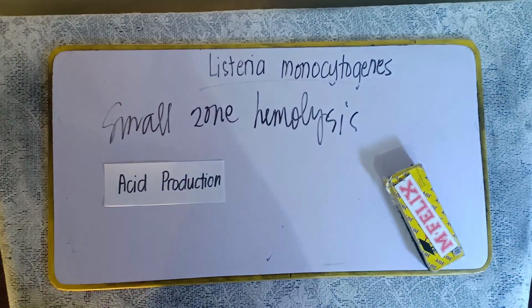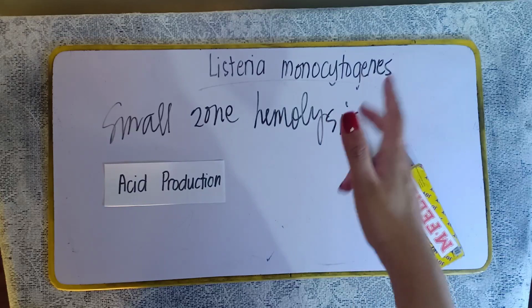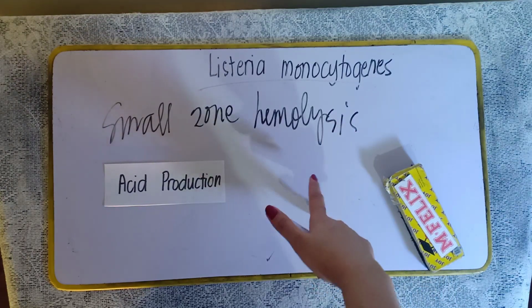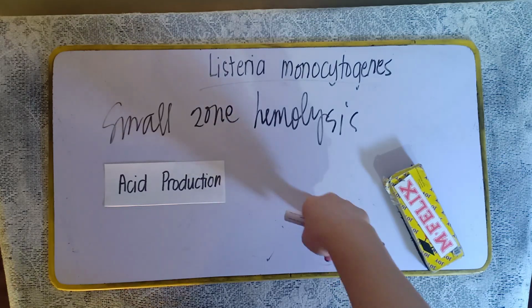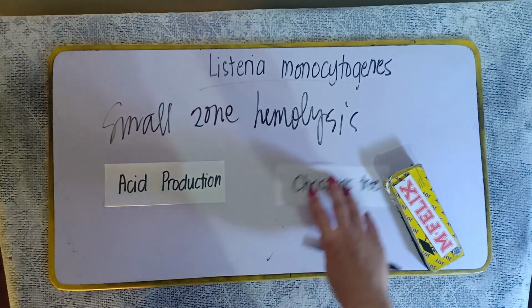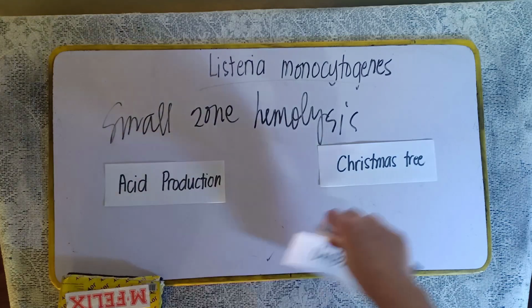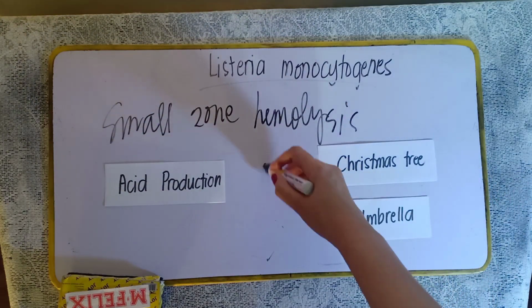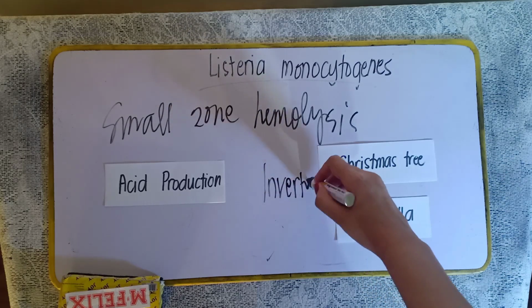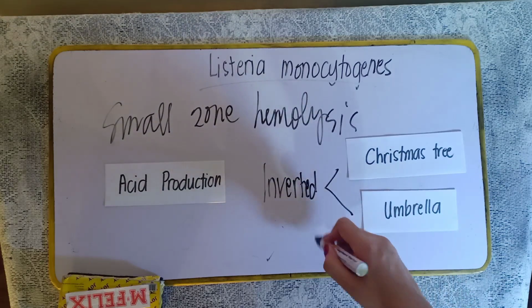Okay? Now, this acid production is from the utilization of a variety of sources of carbohydrates. And aside from this, they also exhibit an inverted Christmas tree or inverted umbrella pattern, especially on tube media. Okay? Inverted Christmas tree or umbrella pattern sa tube media natin.